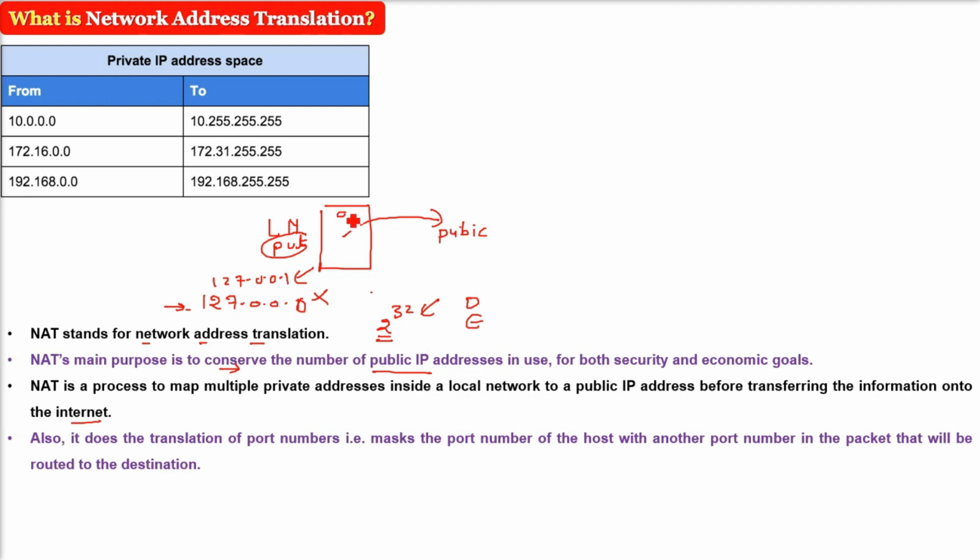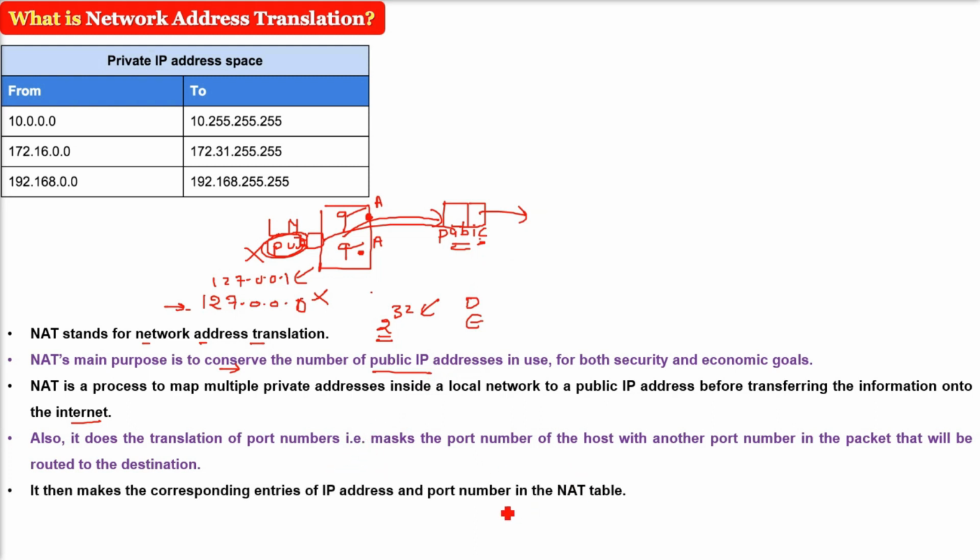But the problem is that two applications may be using the same application, say YouTube. Then how are we going to decide, when the packet is coming, which host to send it to? That will be confirmed by the port number, because the IP with the port number will tell you which application on which system wants to connect to the internet. So the port number of the host is masked with another port number in the packet, which will be routed to the destination or internet.